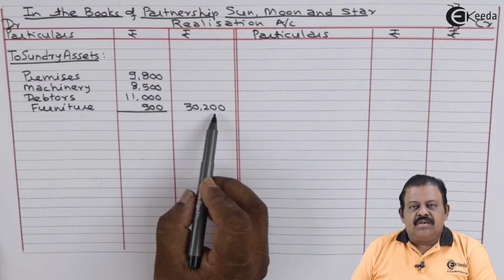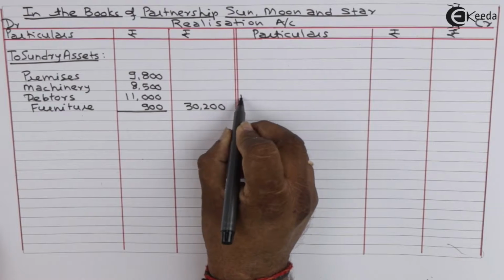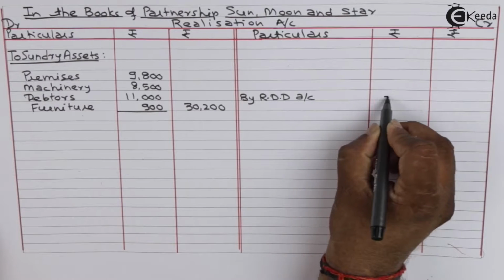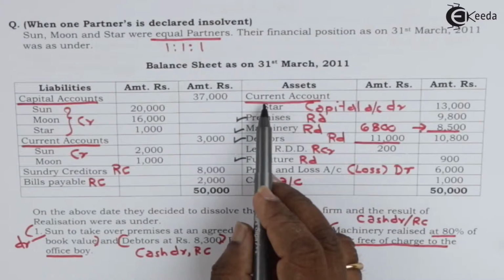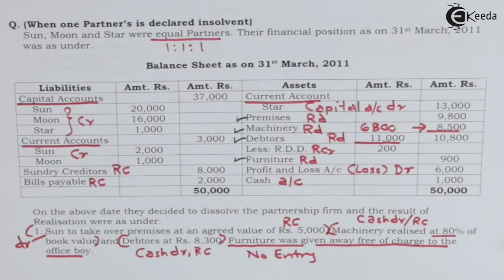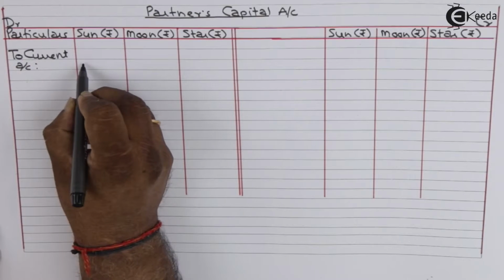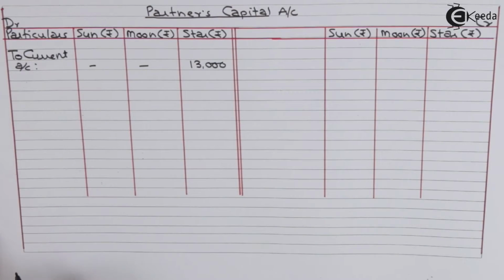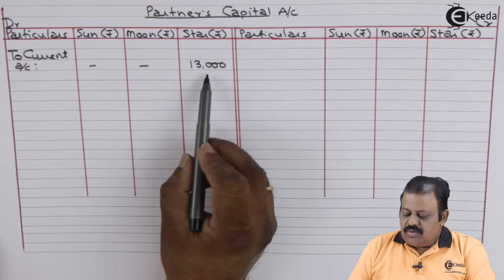Total book value 30,200. RDD 200 will be transferred to the credit of realization account. Realization account credit by RDD account 200. Current account of Star 13,000. This is shown on the asset side. It means it has a debit balance. This will be transferred to the capital account of Star on the debit side. Partners' current account Star debit side to current account 13,000.